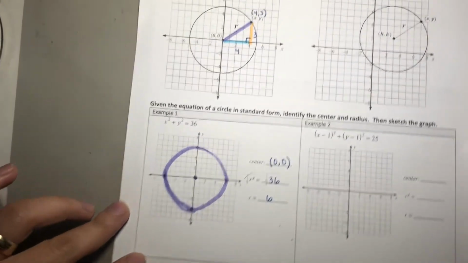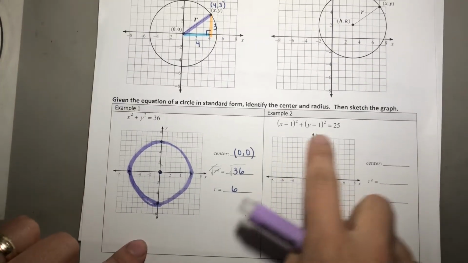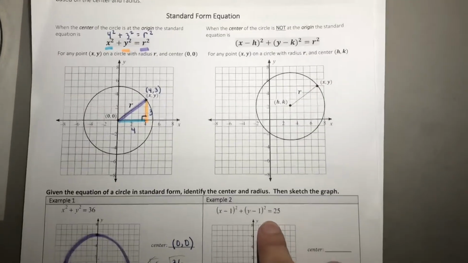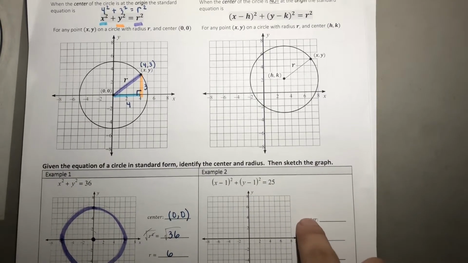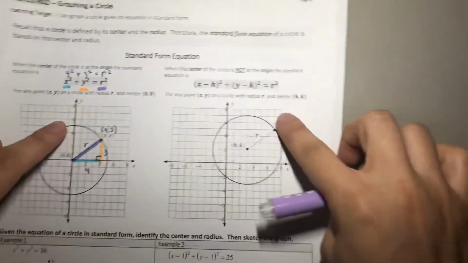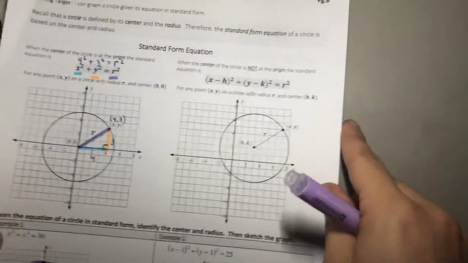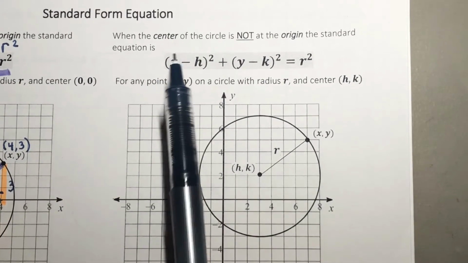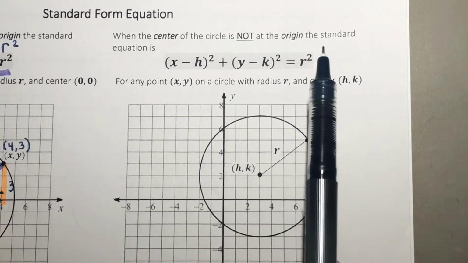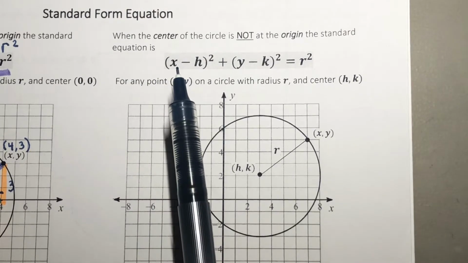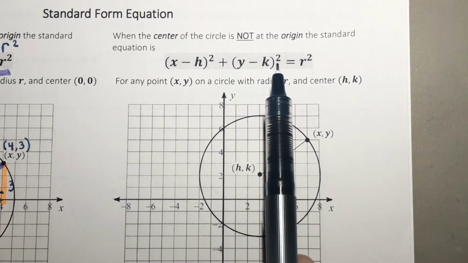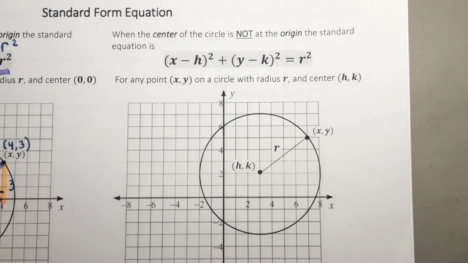Now for example number 2, notice how this equation is longer. It's a little more complex. That tells us right away that the center is not at the origin. Let's look at this information up here. Okay, so it says, when the center of the circle is not at the origin, the standard equation is x minus h in parentheses squared plus y minus k in parentheses squared equals r squared.